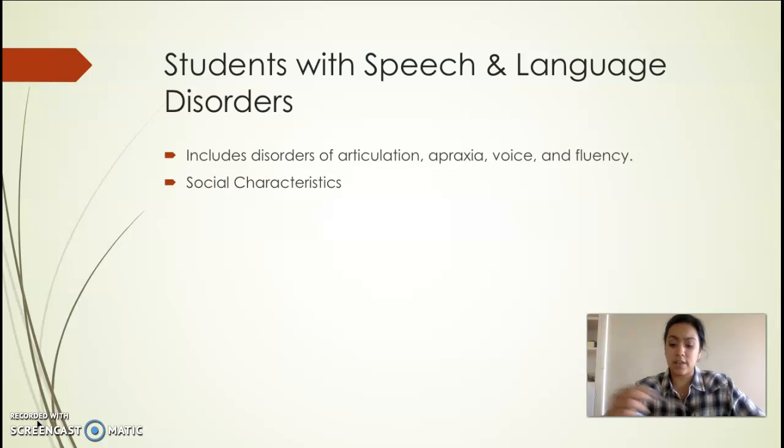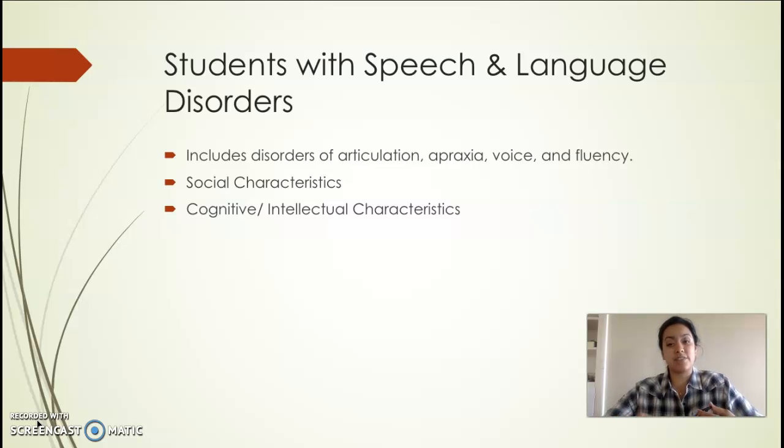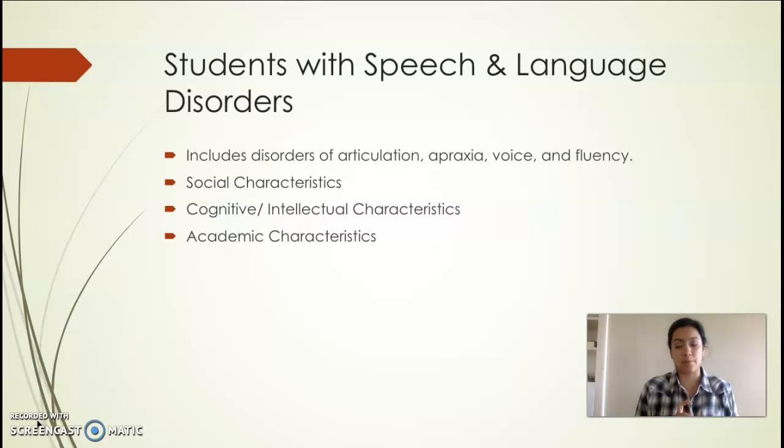Social characteristics that an individual with speech and language disorders may have is they are typically alone during unstructured times, and they might not ask other students to play, or they won't join in peer interactions. Cognitive and intellectual characteristics. The child may have difficulty understanding or using the language. Academic characteristics. Speech-language pathologists work and collaborate with special and general education teachers to ensure that a student is getting enough intensity and frequency of the services to ensure that their progress is continuing.